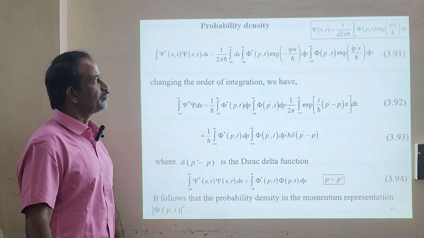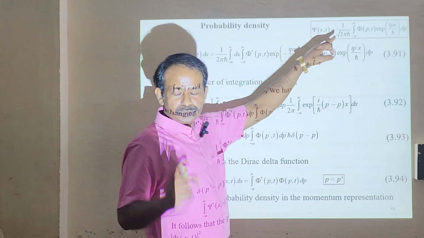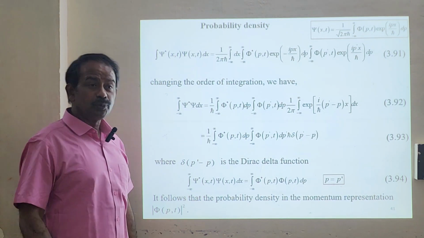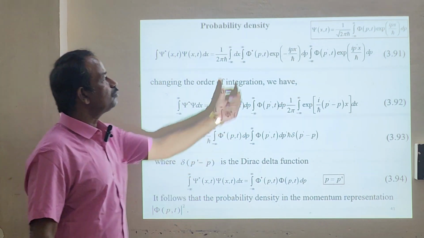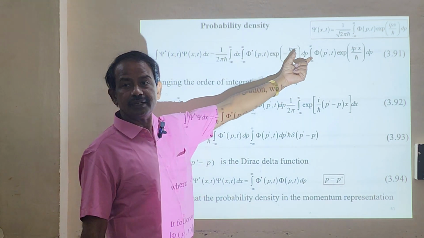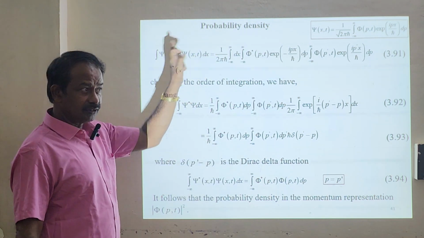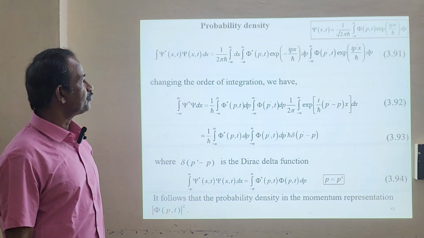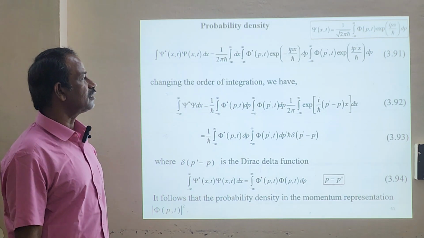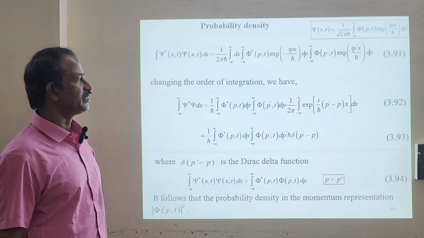Correct? Simple one. Multiply 2 times, it will give you 1 divided by 2 pi h bar. So this will be your phi star, this will be your phi, this will be your psi, and that will be your psi star. Okay? Now you are going to change the order of integration. Just change the order of integration.